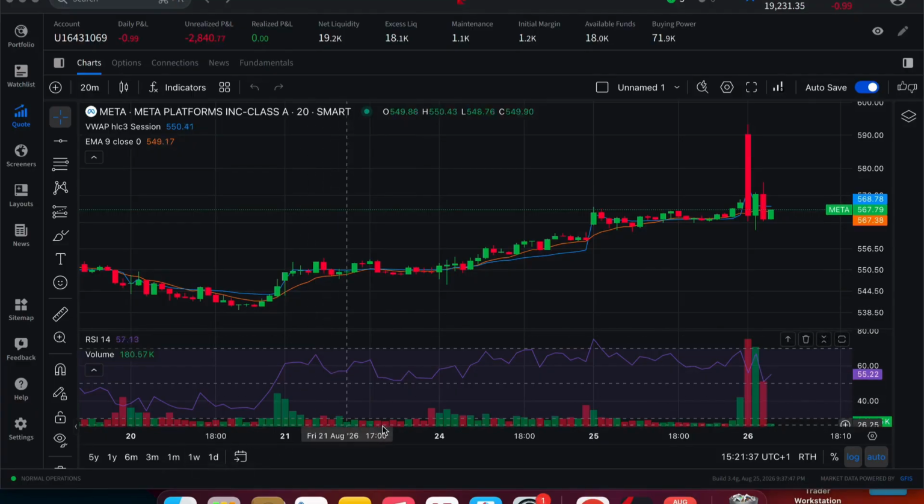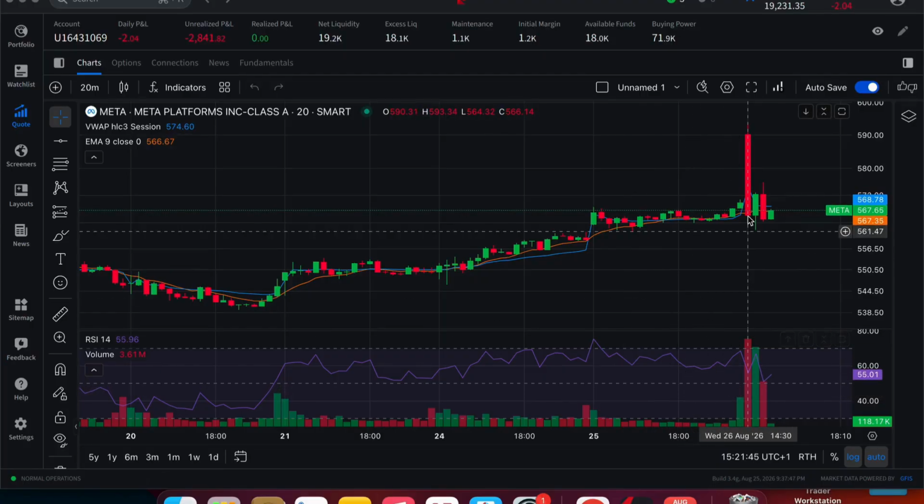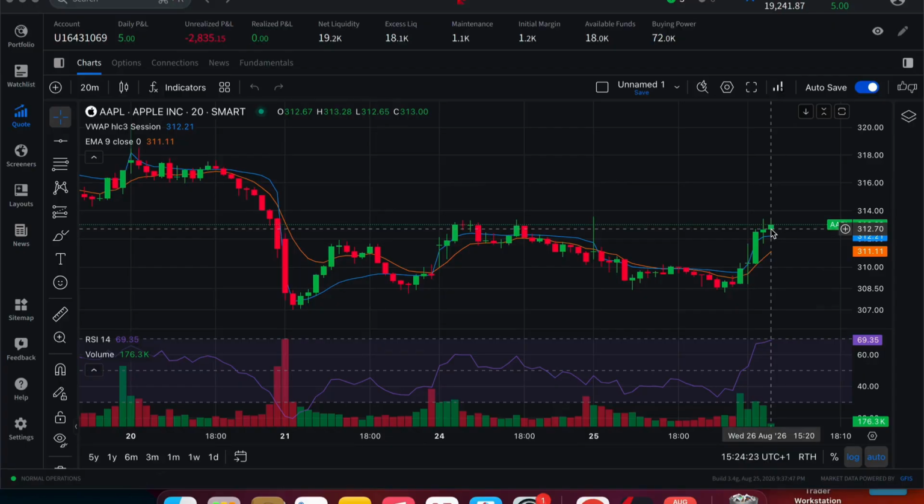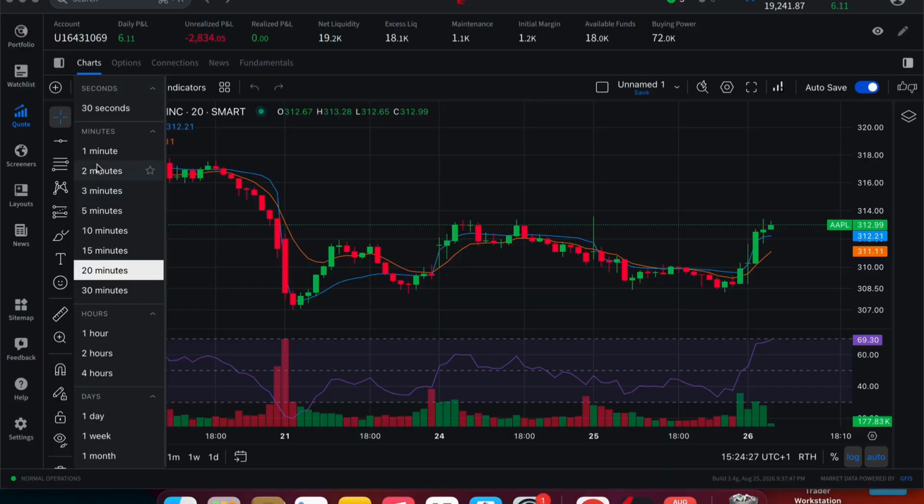Now let's talk about candlesticks. A candlestick shows what happened to the stock price during a certain time period. Depending on your chart settings, a single candlestick might represent 1 minute, 1 hour, 1 day, or even 1 week. Each candlestick has 4 important prices: the opening price, the highest price, the lowest price, and the closing price.